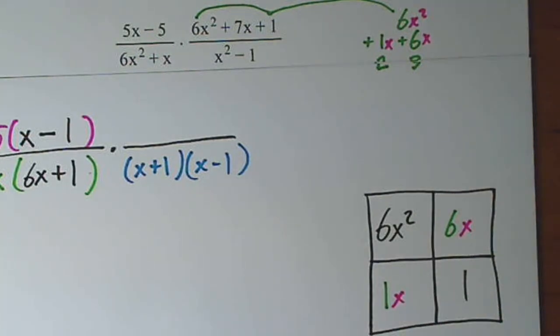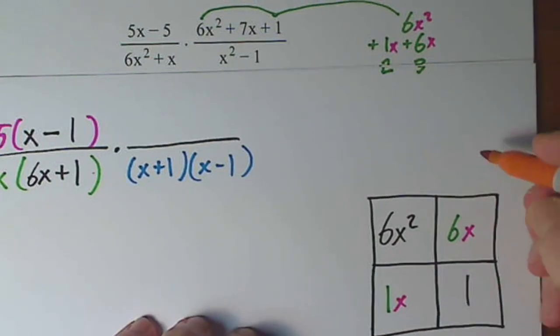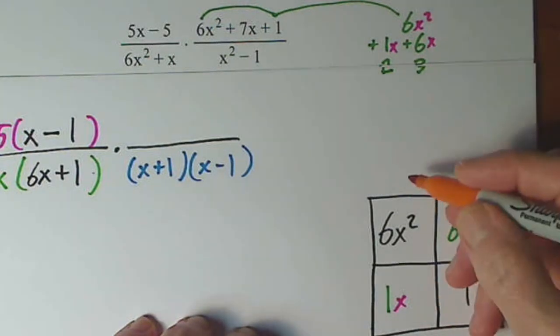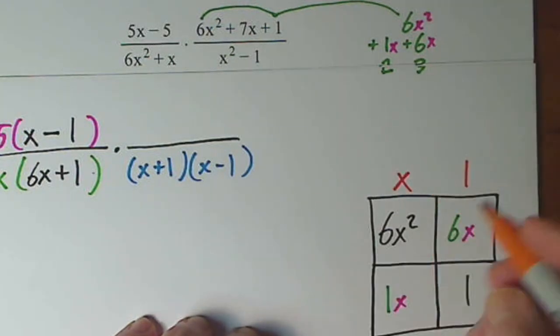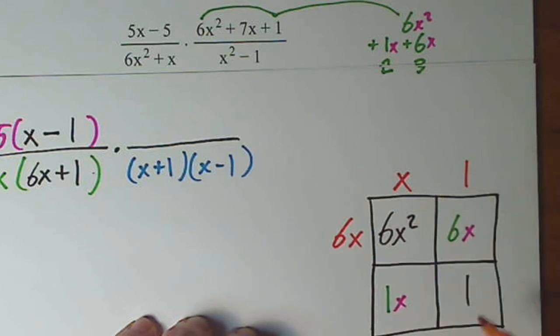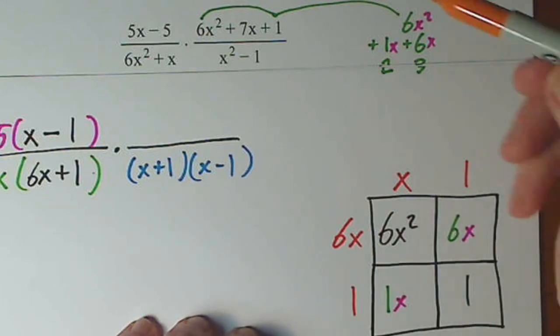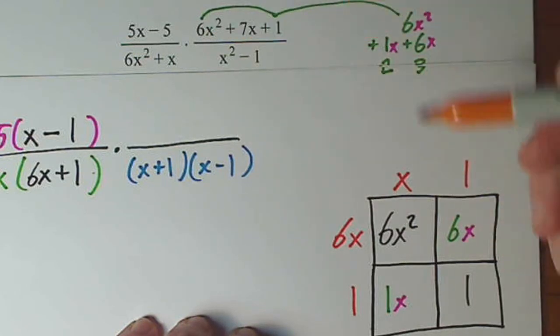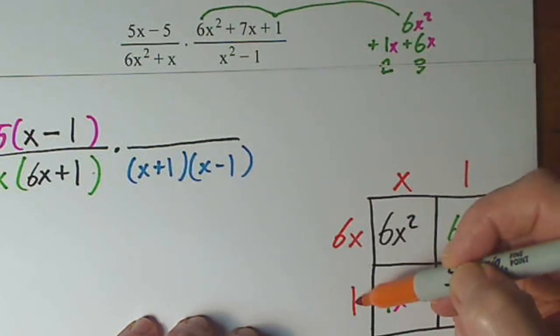Alright, now I'm just looking for GCF. So a GCF would be 1, would be x, coming across. I can get a 6x out, and coming across, just a 1. So the factored form of this trinomial will be x plus 1, 6x plus 1.